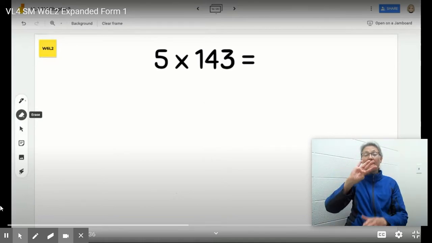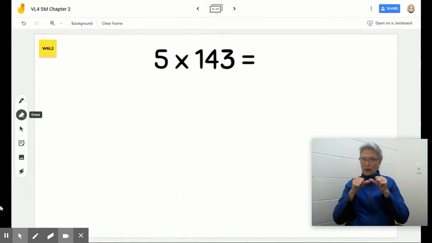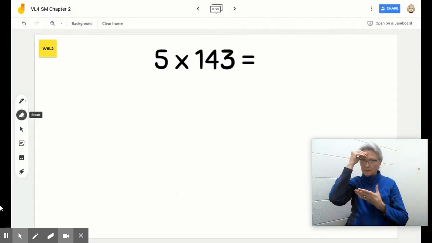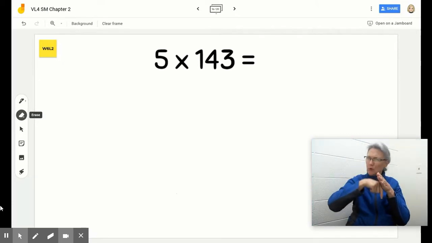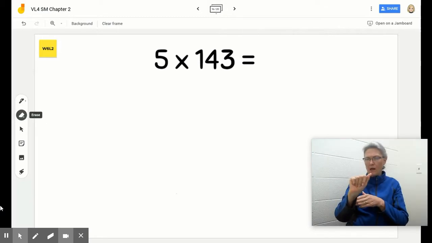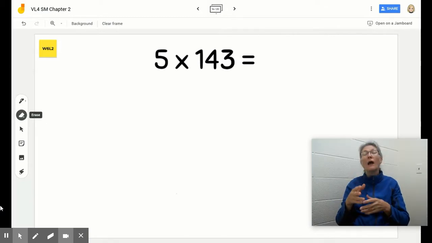Hey, fourth graders, today we're going to continue on with multiplication. Yesterday we started to look at the area model and we dabbled in it a little bit. Today we're going to dig a little bit deeper. So first, let's look at our problem. Our problem says 5 times 143.